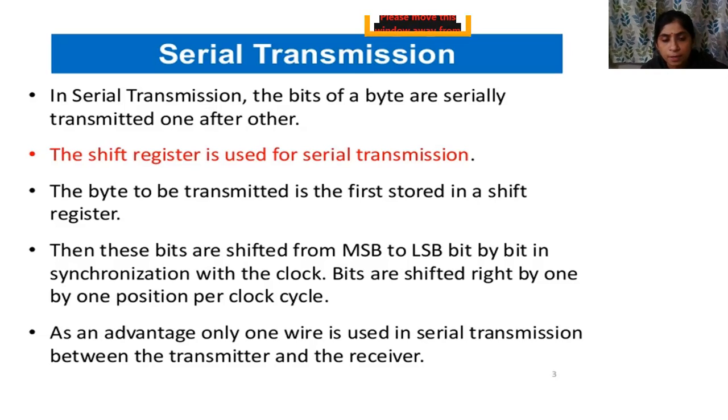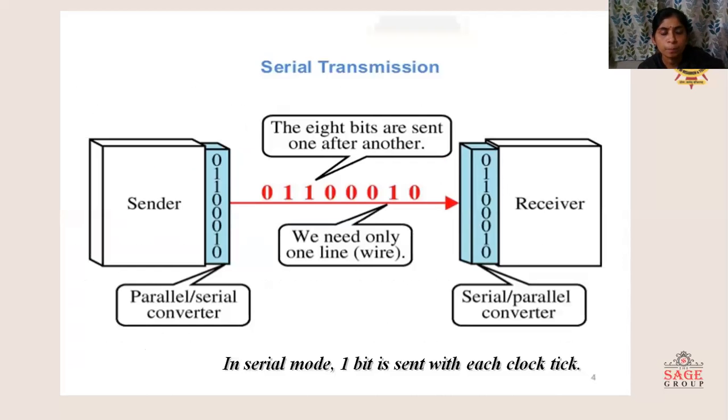Here the biggest advantage is that only one transmission line is required between transmitter and receiver. Definitely there will be a reduction in cost. This is the diagram for serial transmission. There is a single line between sender and receiver, and bit by bit transmission is possible in serial transmission. But there is a requirement of a parallel to serial converter at the sender side and a serial to parallel converter at the receiver side.